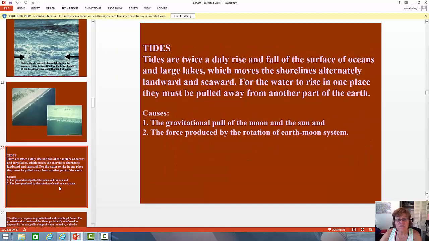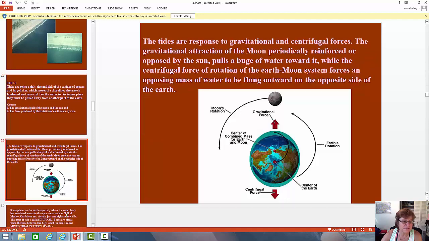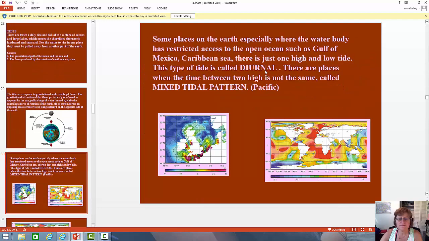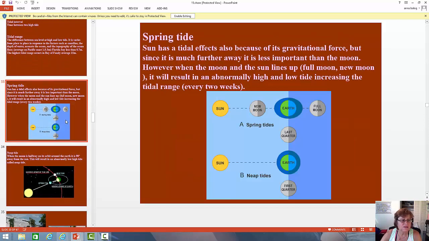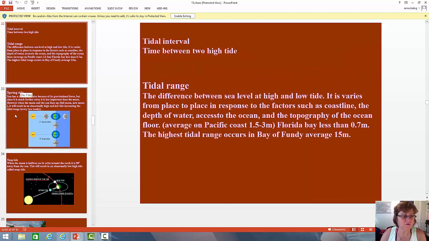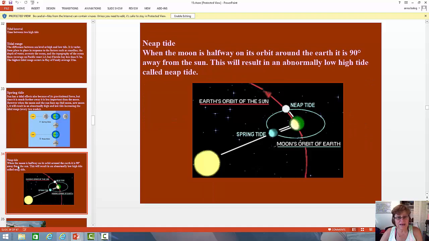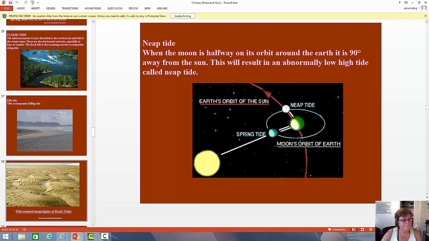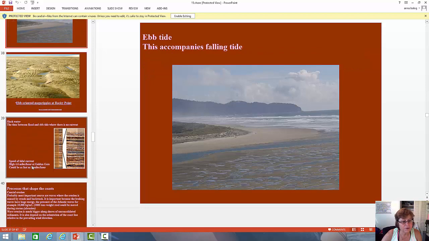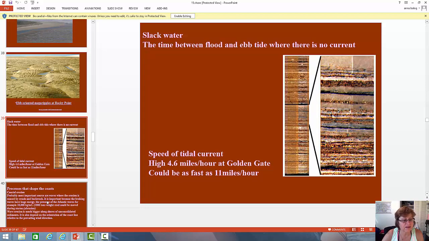The tides, of course, you have to know the tides and the causes, the gravitational pull, and the centrifugal force from the rotation of the Earth-Moon system. And you got to know the different tides: the semi-diurnal, diurnal, and mixed tidal pattern. The spring tide, of course, is very important. The tidal interval, tidal range, and then the spring tide, neap tide, the ebb tide, of course, and the slack water. That's important. That's the time in between.